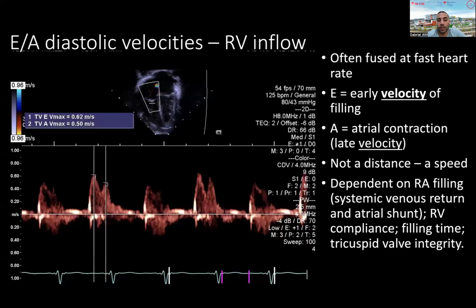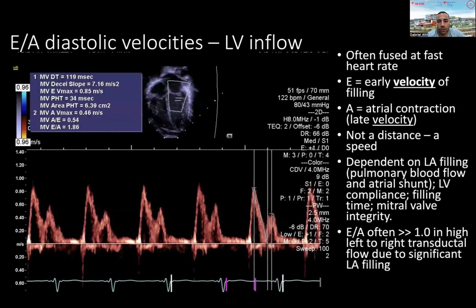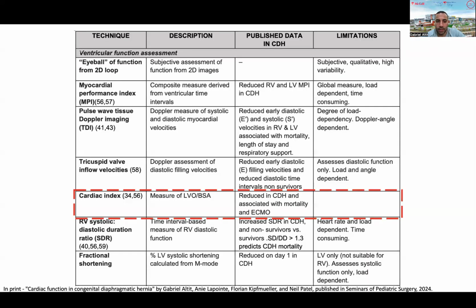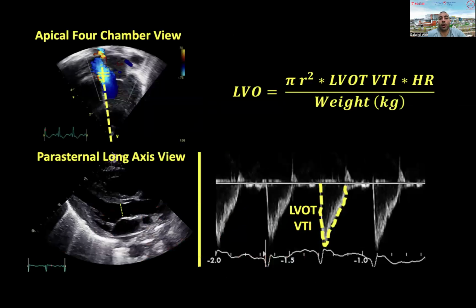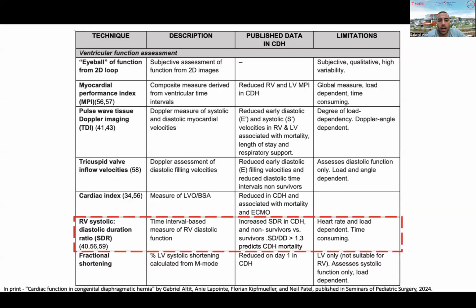Tricuspid flow and flow velocities are more and more used to try to decipher some of the diastolic properties of the RV, although in the first few days of life, the RV is still in transition, and so these normative values are not necessarily applicable to what is pathological. Same thing for the LV. We can look at cardiac output. This is an example of measuring the LV cardiac output, but the concepts are the same for the RV.